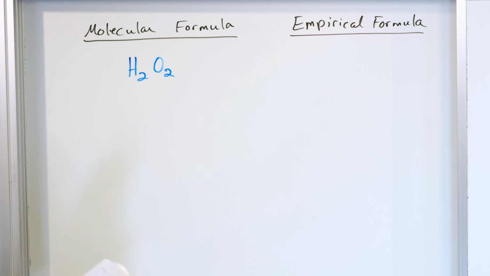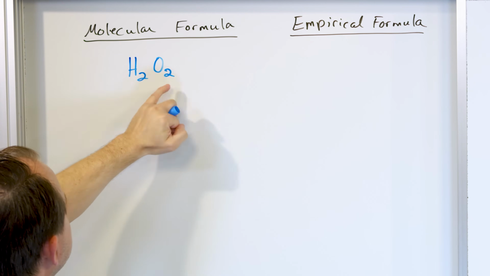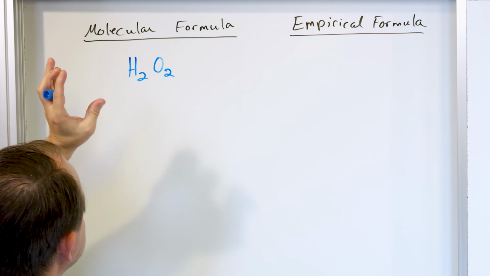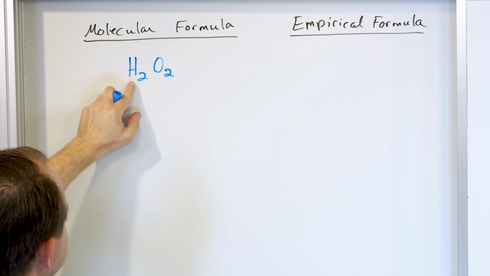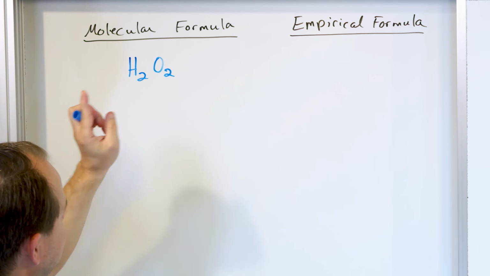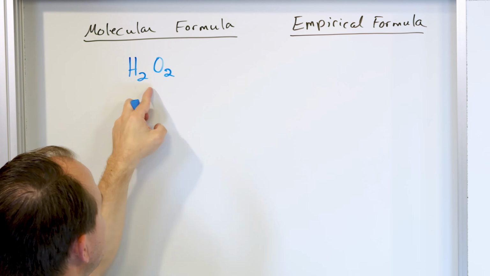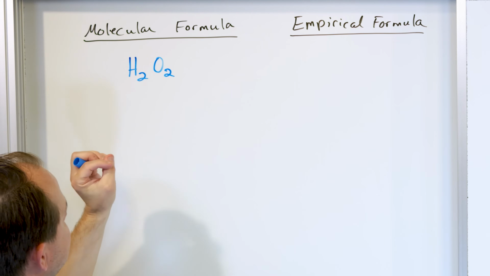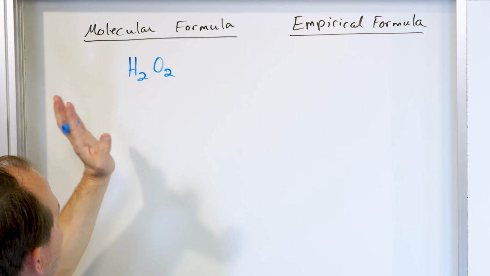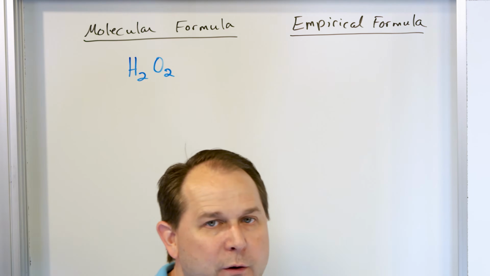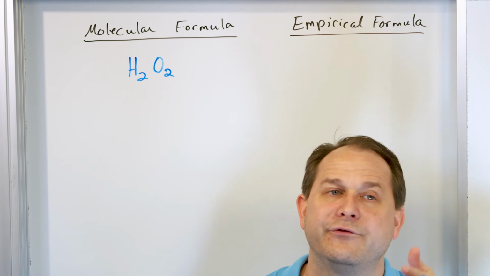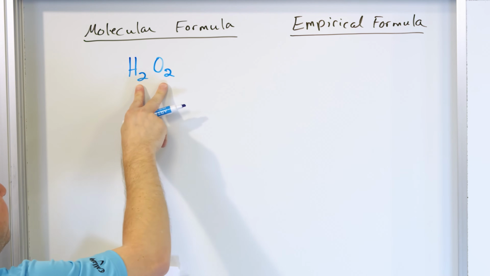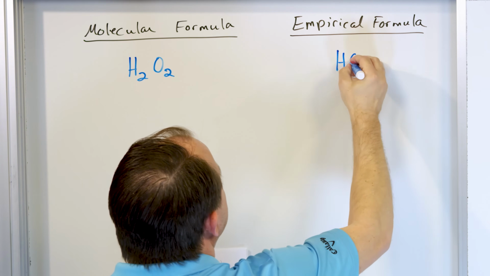A molecular formula is the atoms and the subscripts that are literally inside the molecule. So hydrogen peroxide literally is a molecule of 2 atoms of hydrogen and 2 atoms of oxygen. But if you didn't know that hydrogen peroxide looked like this, if you just did an experiment, you would know that there was a lowest ratio. Instead of 2 hydrogens and 2 oxygens, the empirical formula is like taking the lowest ratio of this, and so the empirical formula would be HO.